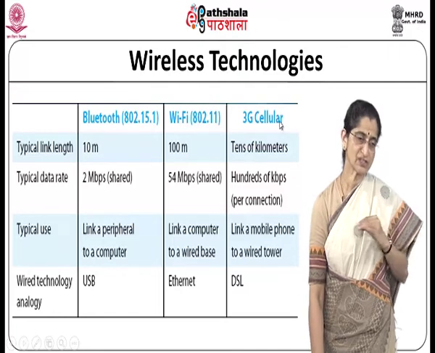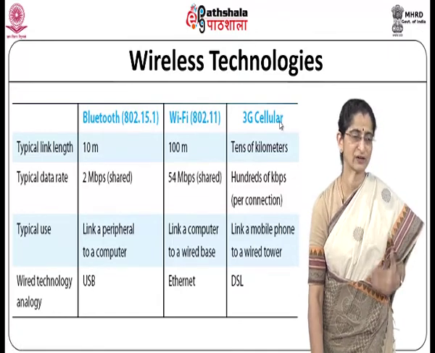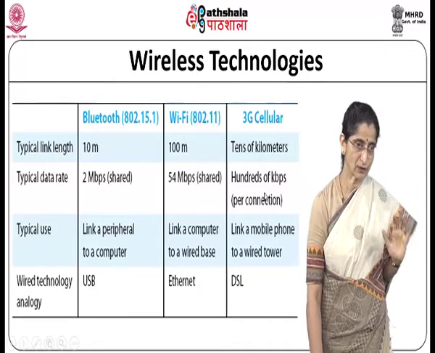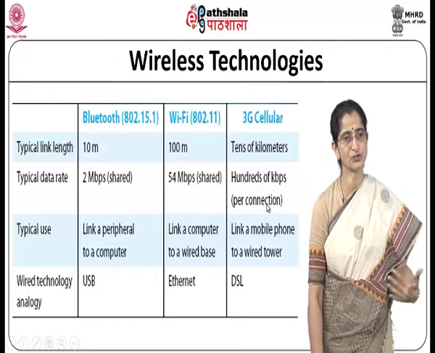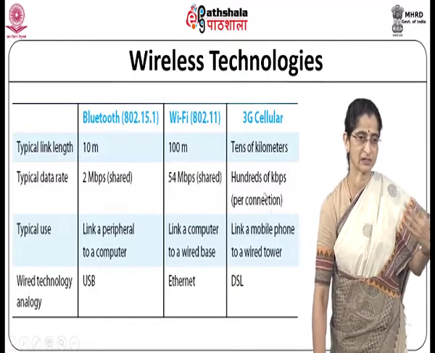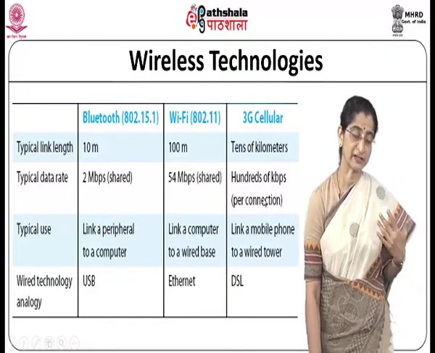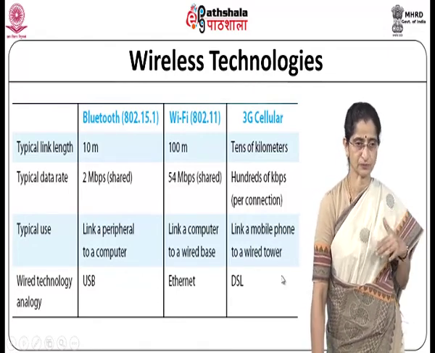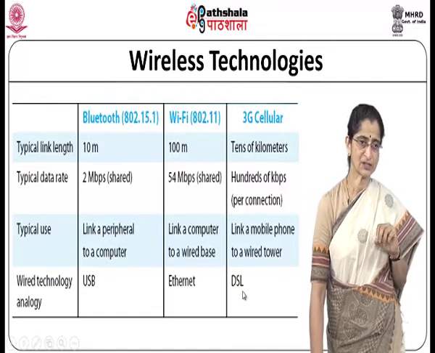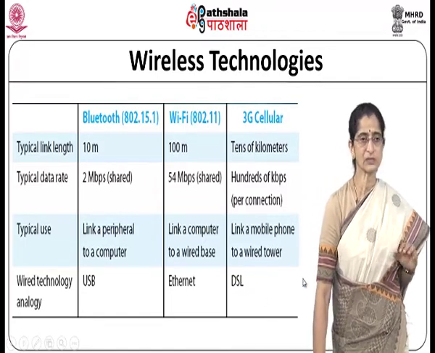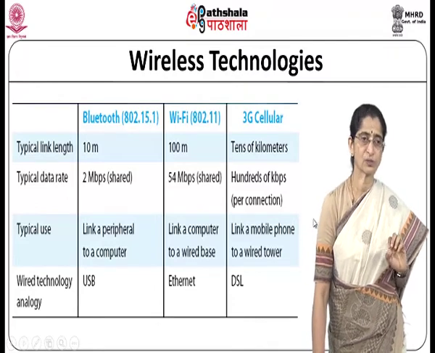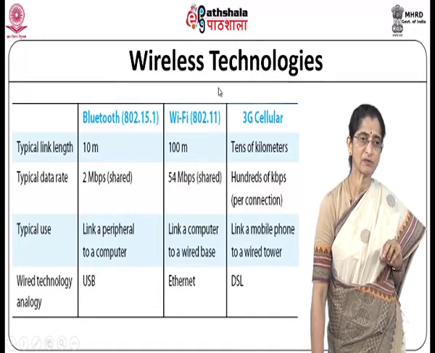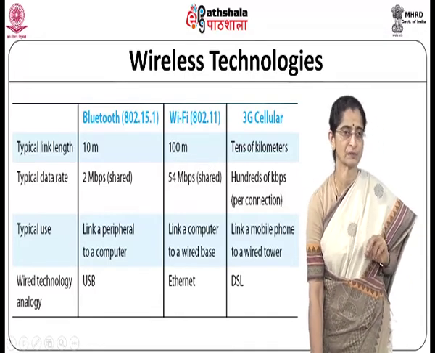Then you have 3G cellular or 4G, cellular technology as such. This is used for a much larger coverage, tens of kilometers, and hundreds of kilobits per second per connection. Now if you talk of 4G and so on, it is all in terms of megabits, hundreds of megabits and gigabits, and that is the kind of data rates that you can support. These are normally used to link a mobile phone to a wired tower, and a wired technology analogy for this would be DSL. These are the different technologies that we have. We will take each of these and look at each of these in detail. We will look at Wi-Fi specifically in this particular module.